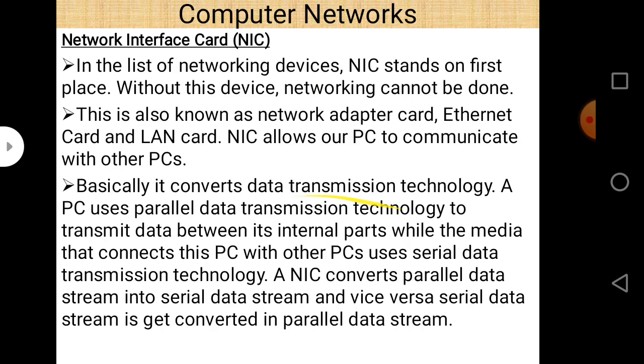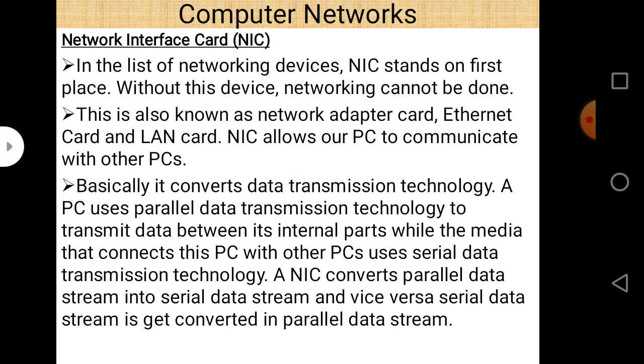NIC card is also known as network adapter card or Ethernet card or sometimes called LAN card. NIC allows our PC to communicate with other PCs. So in networking, when we want to communicate with another PC, we use a NIC card. Without a NIC card, networking is not possible.